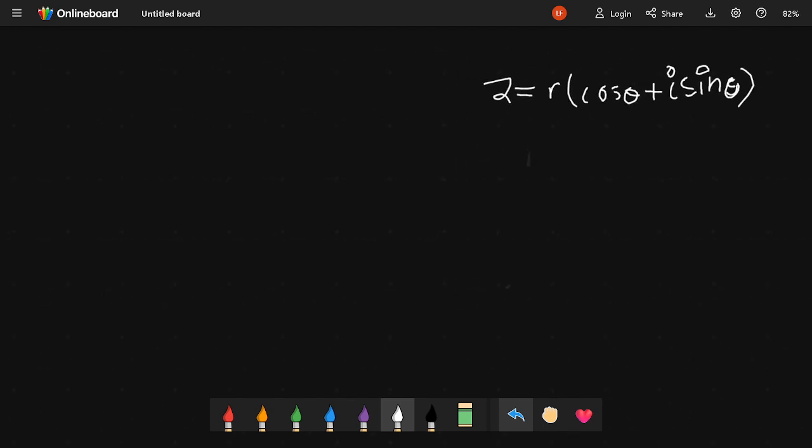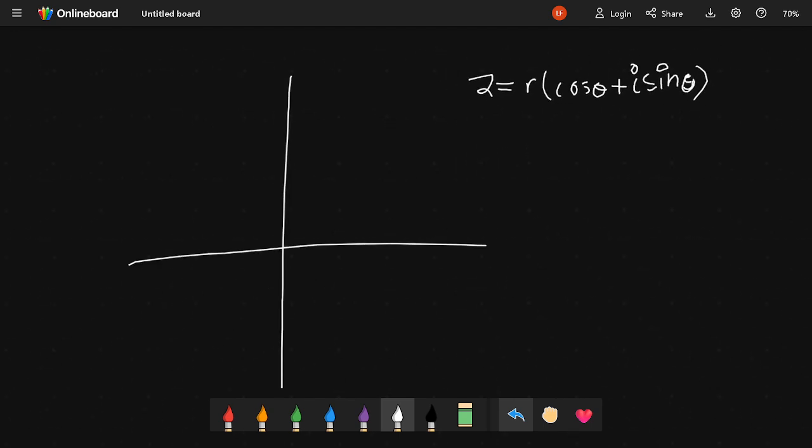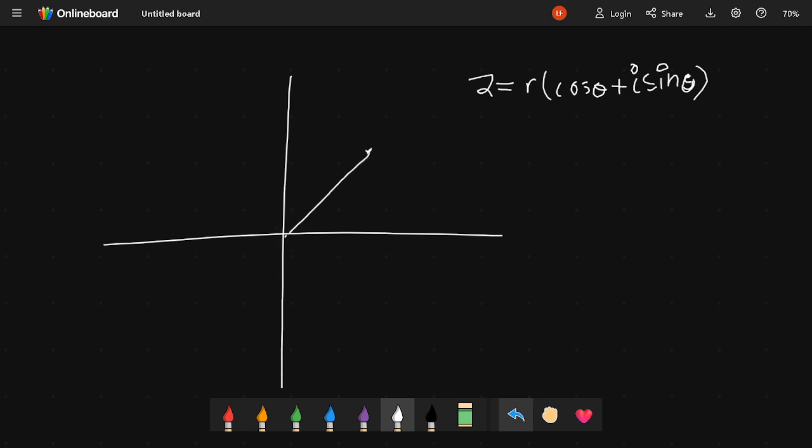So let's graph this out. What is r? r is your distance from that point. This would be your r. And theta is the angle which it makes with this x-axis. And then you can graph your point.